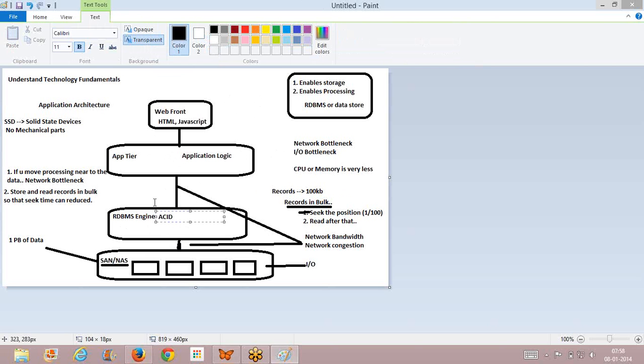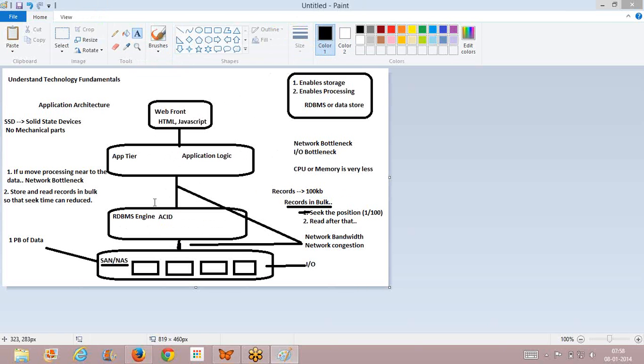ACID stands for atomicity, consistency, isolation and durability. To bring these characteristics, you need to make sure there is a single place where all the locks are maintained, all the transactions are done, the integrity of the data is preserved, and the replication is controlled. I'm not going to get into the ACID properties right now. But to ensure ACID, the scalability of this layer is limited, which means as volume increases, your data processing capability becomes a problem. Even data storage becomes a problem as the volume increases.